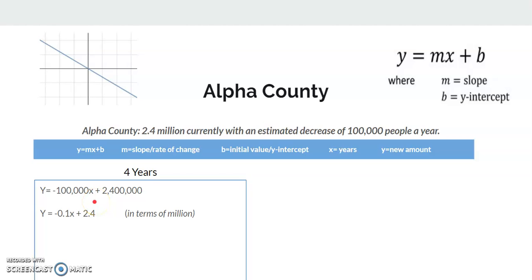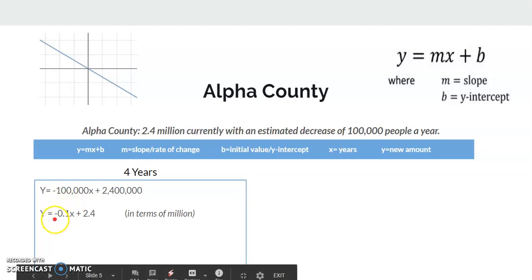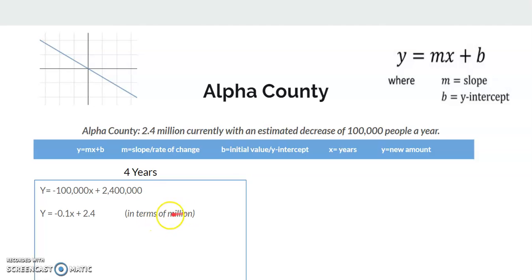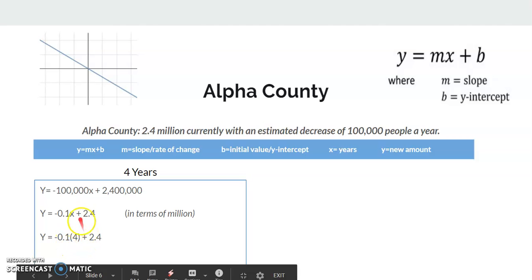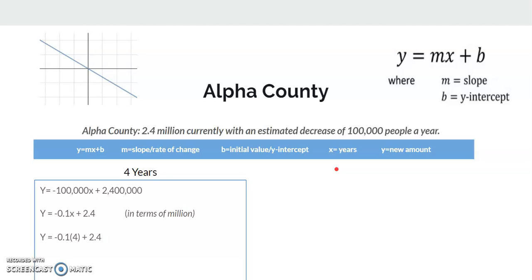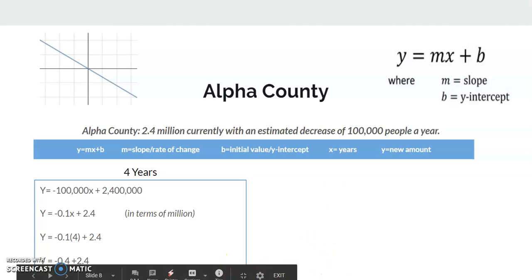We can simplify that even more by using our decimals. So we know that 100,000 is 1/10 of a million. So negative 0.1 times the number of years plus 2.4 in terms of million. So we can go ahead and put the 4 years in here, which was x, and solve our problem. So we would multiply negative 0.1 times 4 would give us y equals negative 0.4 plus 2.4, and our result would be 2 million.